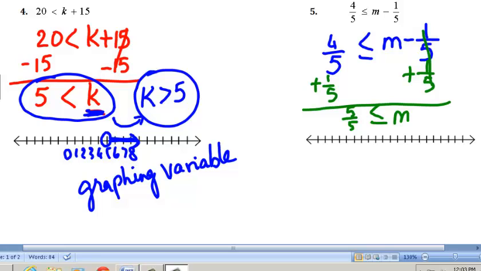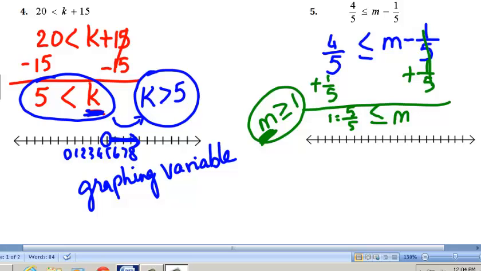Now I can say 5/5, or it's the same as 1. So 5/5 is less, or 1 is less than or equal to m. That means m is greater than or equal to 1. And this is what I need to plot. I need to plot the variable, not the number. So let's go ahead and plot it.